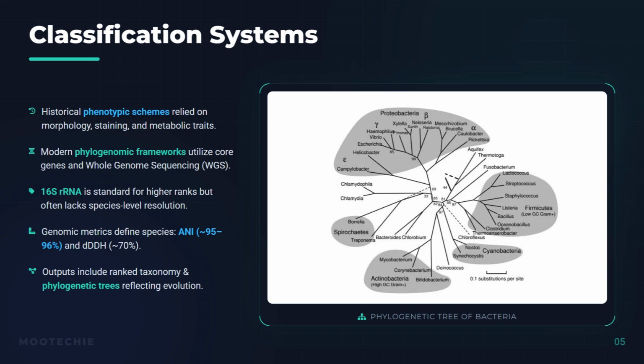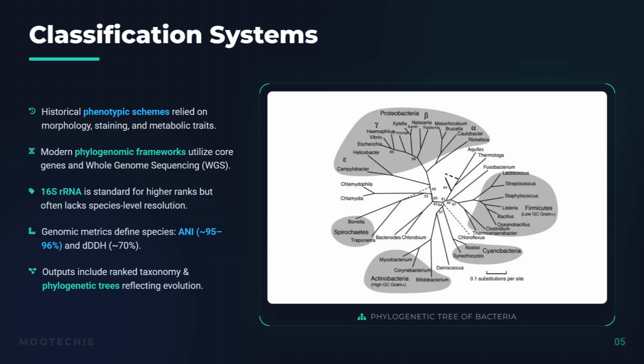The outputs of this work include ranked taxonomy and phylogenetic trees reflecting evolution. We end up with a detailed multi-level classification system and a visual tree that maps out their evolutionary history. On this slide, we also see a phylogenetic tree of bacteria. It's a visual representation of bacterial evolution showing major groups like proteobacteria, firmicutes, and actinobacteria branching off from a common ancestor. The labels you see, such as xylaxis and metagen, represent different bacterial groups or phyla. The tree illustrates how different bacteria are related based on genetic differences, with the scale bar indicating the rate of evolutionary change.